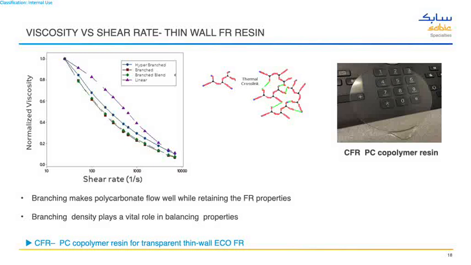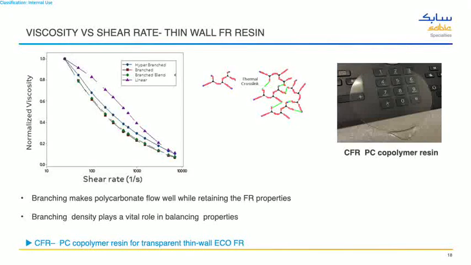For example, here you see the hyperbranched material, the branched material, the blend of linear and branched material, and the linear material. When I normalize the viscosity to show the shear thinning index, how much viscosity drops with shear rate, as a function of shear rate you can see the viscosity of the branched materials drops much faster, and it drops pretty well compared to the linear analog. And you can see the example here.